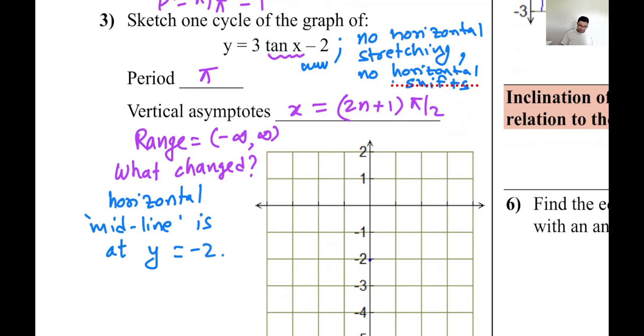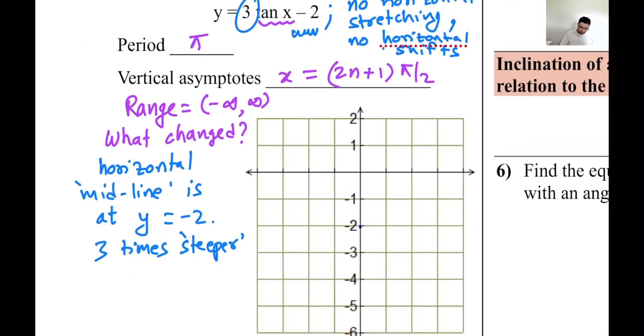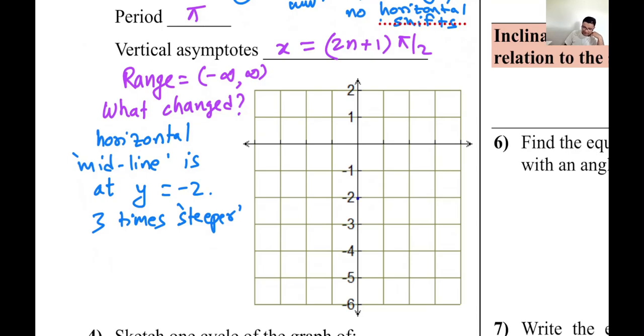And it has been vertically stretched. So it will be going to infinity and negative infinity 3 times faster. It will be more steep. I will write that maybe in informal language here: 3 times steeper vertically. With that understanding, let us draw the graph.